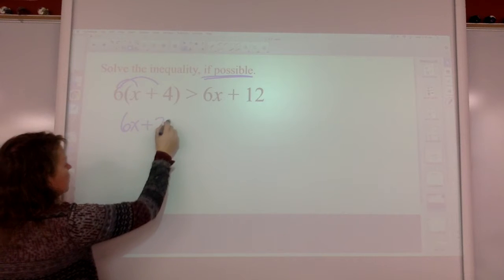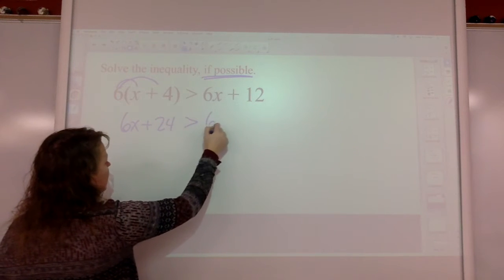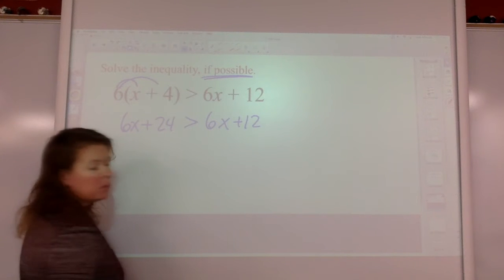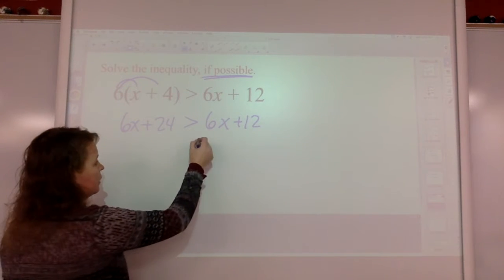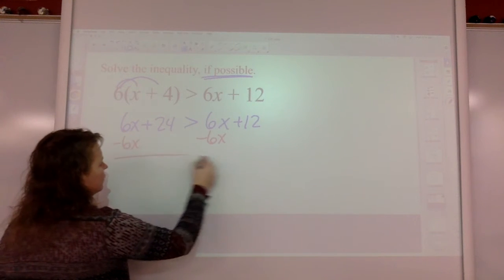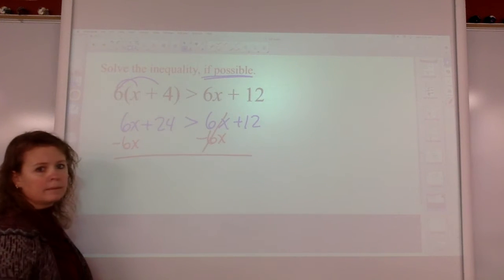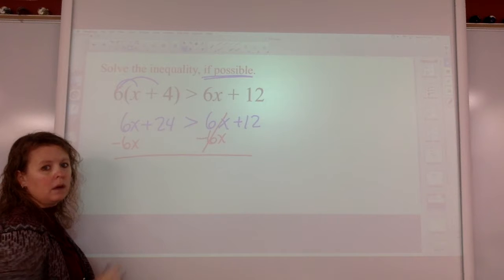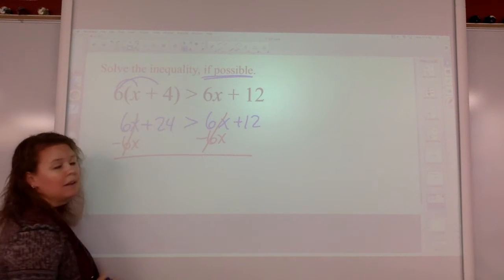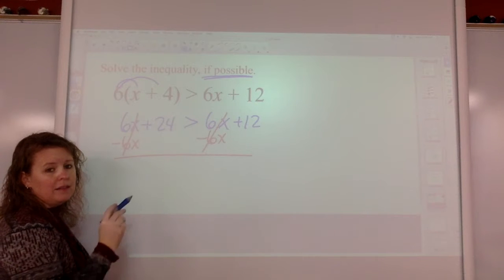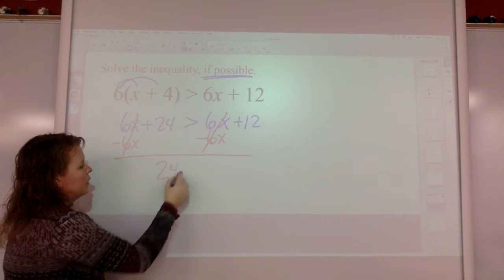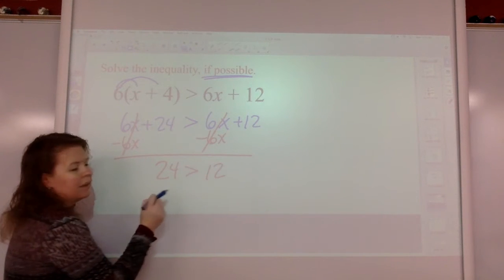6x plus 24 is greater than 6x plus 12. We always work with the variables first, so let's minus 6x over to the other side. Those are gone. Uh-oh. So are those. 6x minus 6x is gone. We did these also when solving inequalities and then our equations, and we said there was no solution if they were different. But take a look at this one.